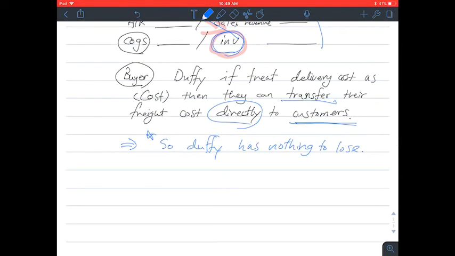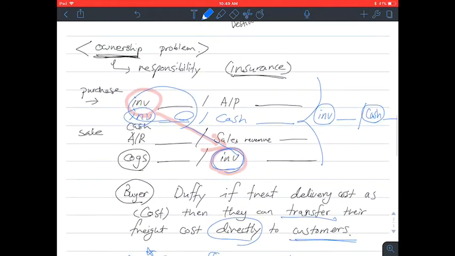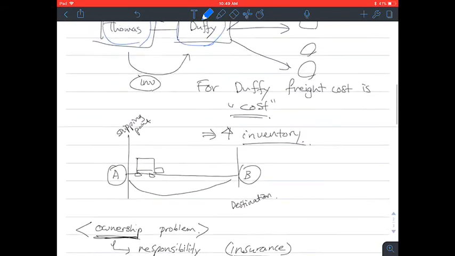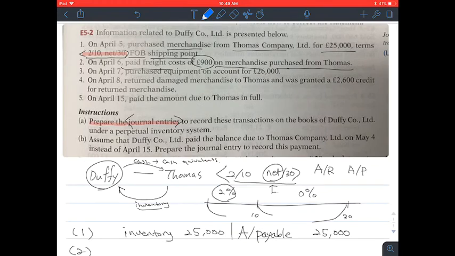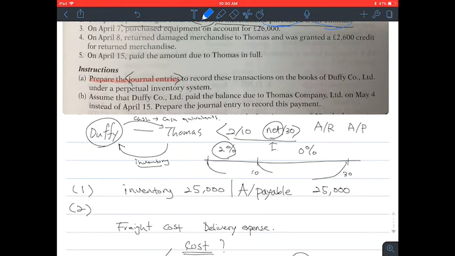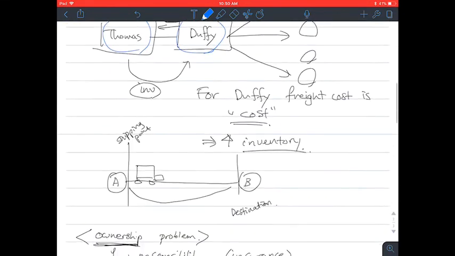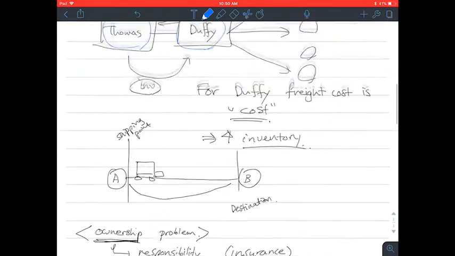It makes sense, right? Okay, so for number two, it says Duffy paid $900 on merchandise purchased from Thomas. So he's going to increase the inventory by $900 and pay cash $900. Okay? All right. So number three.